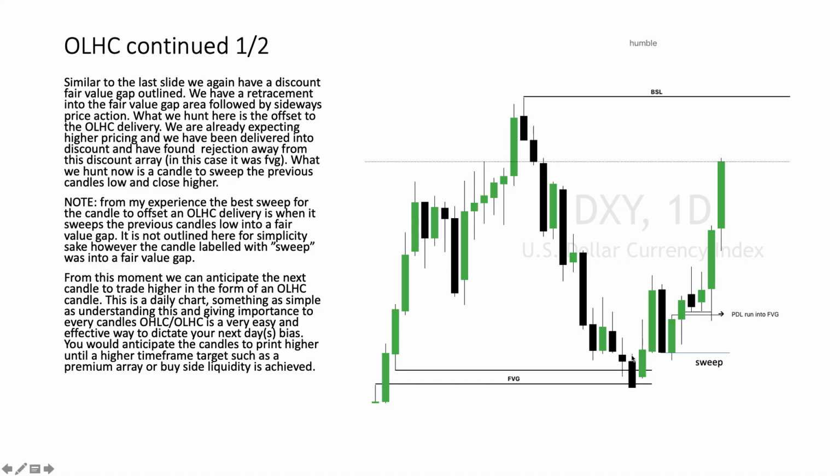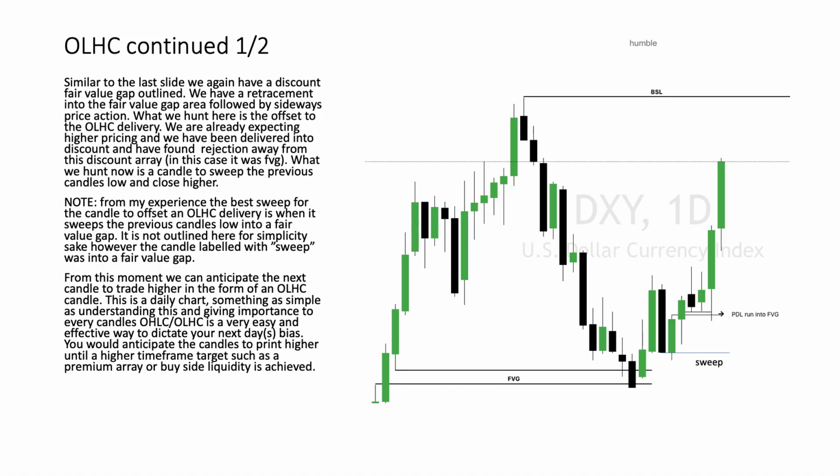From this candle's high to this candle's low, there's a fair value gap that exists. We see this candle sweep it and that expansion. This candle we can anticipate to open with an open low high close delivery, right? And we can expect that up until a level of buy side liquidity is achieved. From this moment, we can anticipate the next candle to trade higher in the form of open low high close, and this is a daily chart.